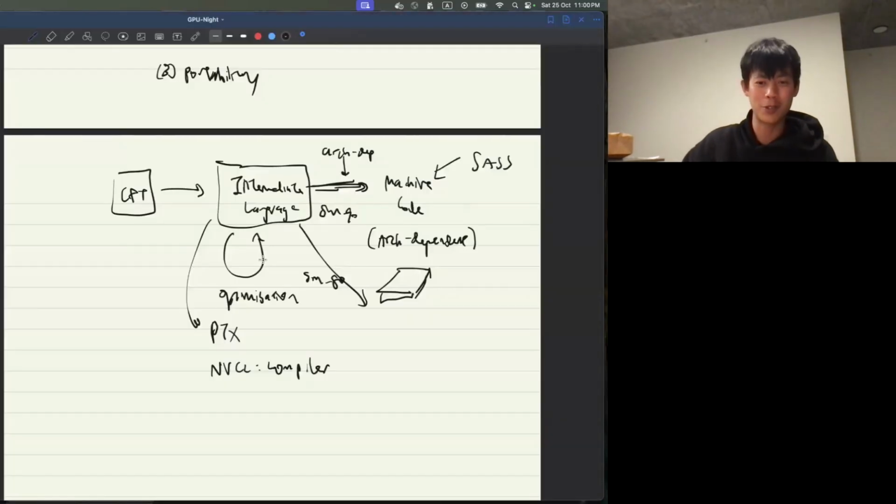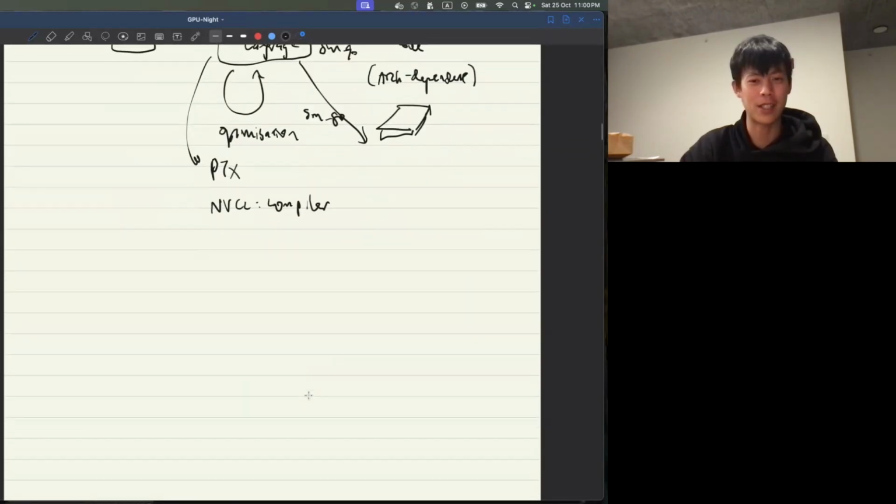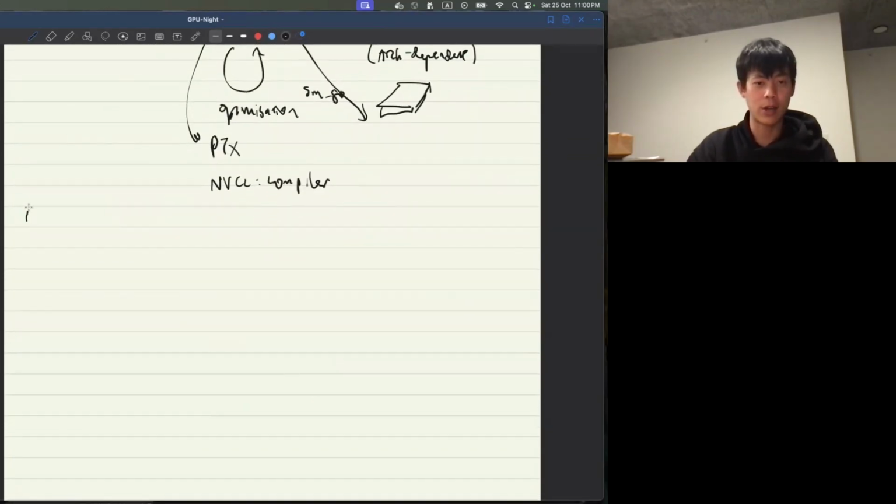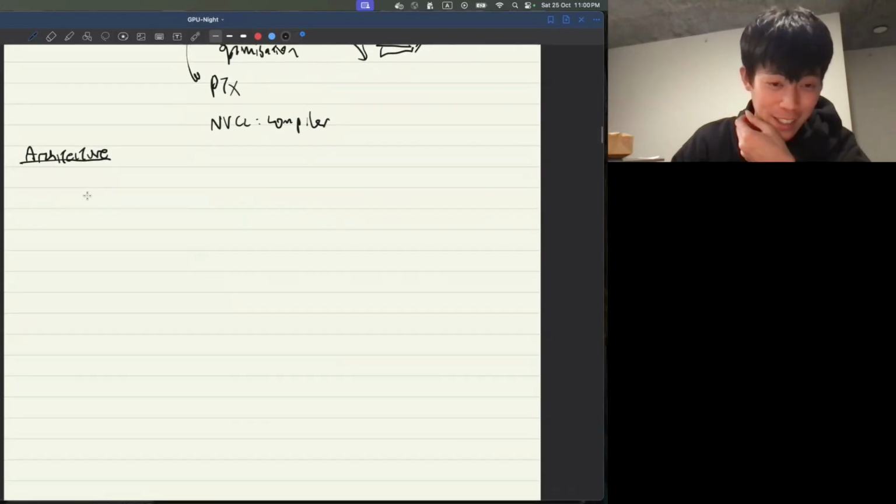So yes, we went through this entire pipeline. I hope that was interesting. And now I can finally talk about architecture. Phew, I never thought I would make it this far.